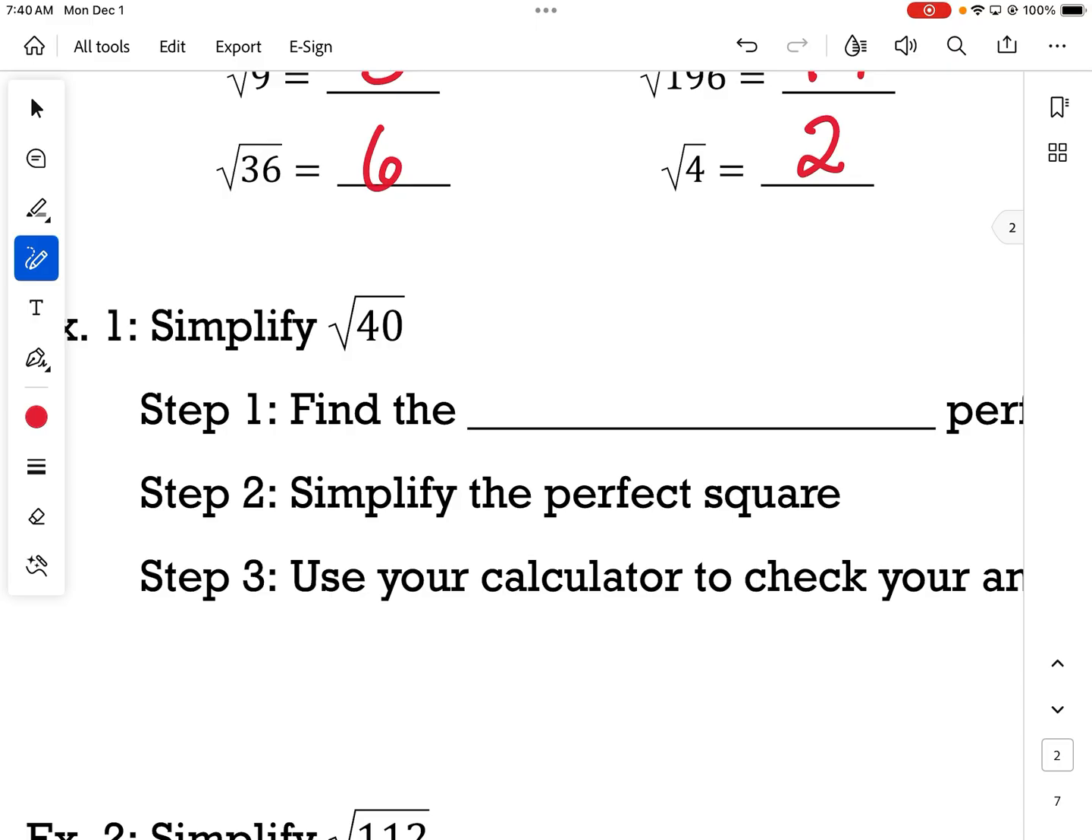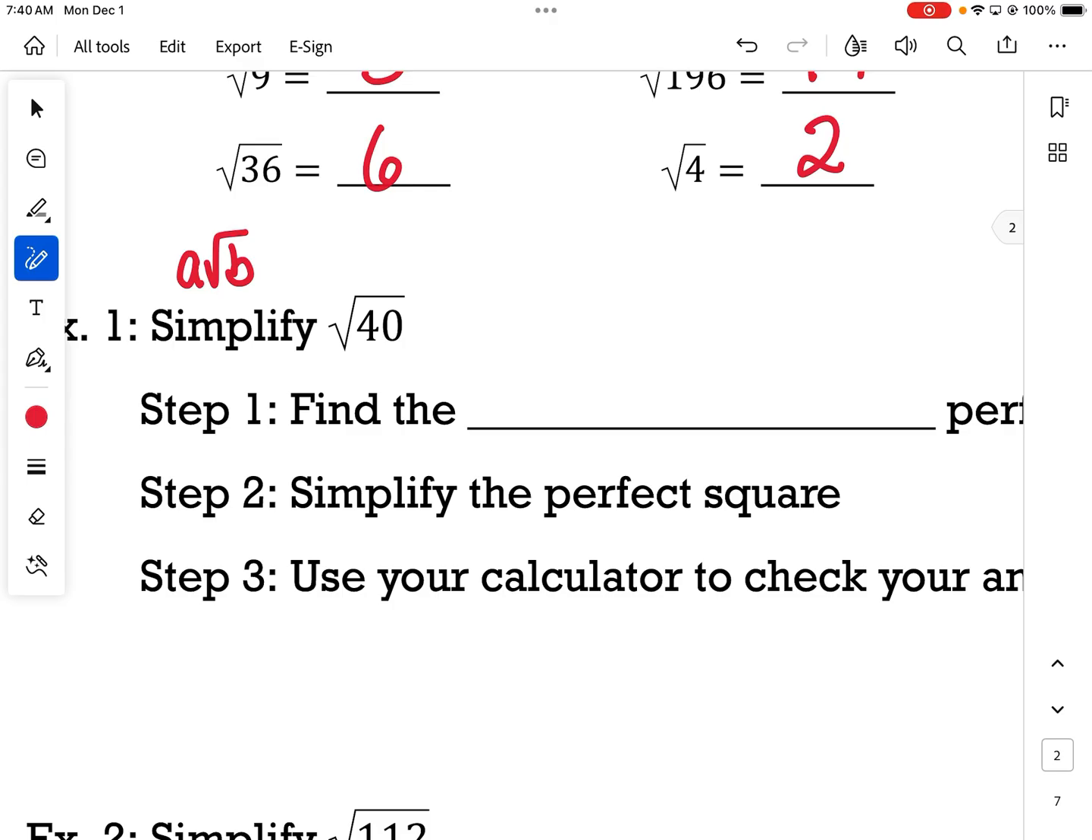What is it? 6.32 something. Well, we do not want decimals. Instead, we want radicals that are simplified. So we are going to want to write it as a square root of b, basically. That's our goal. Put a number outside and keep one number inside the radical.